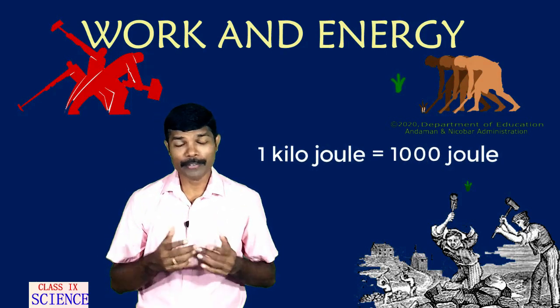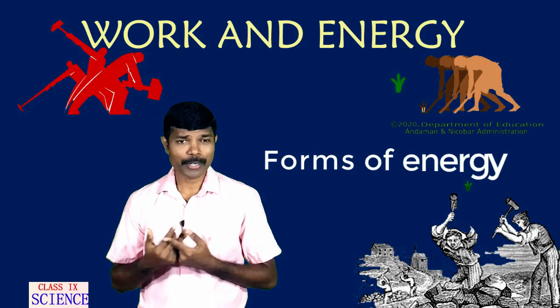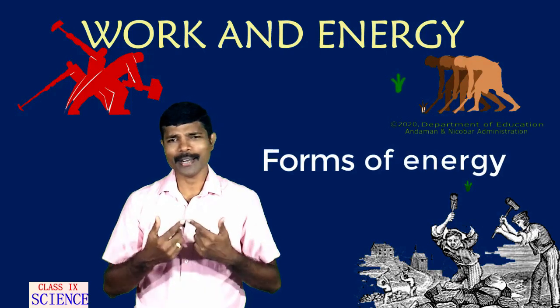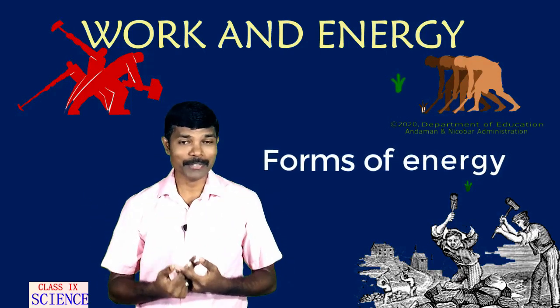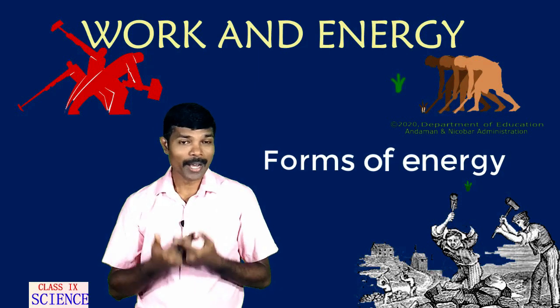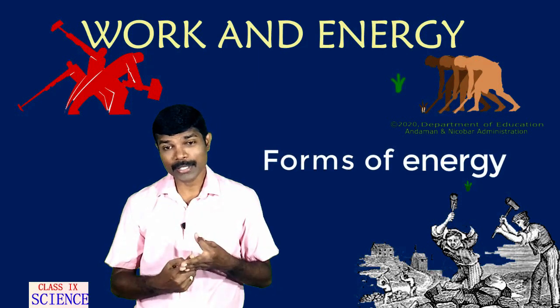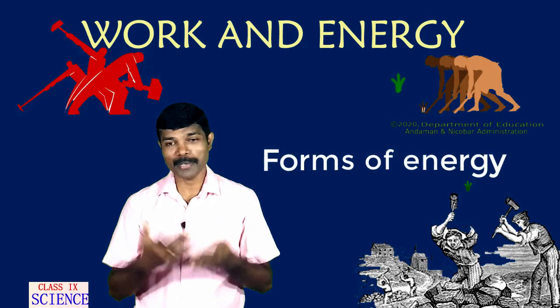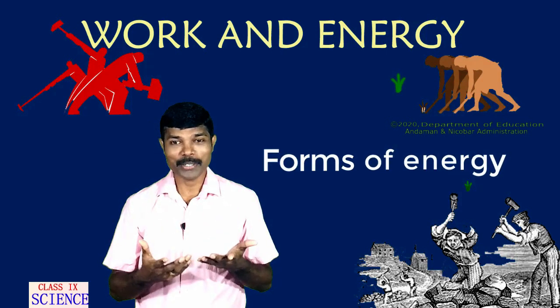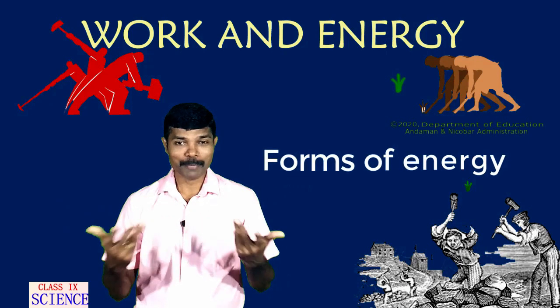Now let us talk about different forms of energy. If we talk about different forms of energy, there are different types of energy we see in and around us. They are kinetic energy, potential energy, chemical energy, heat energy, which you are much familiar with, and light energy, with which you could see me, with the help of light, right?